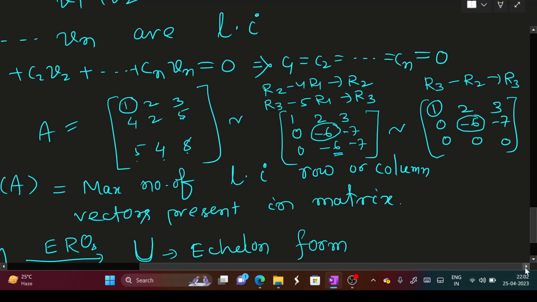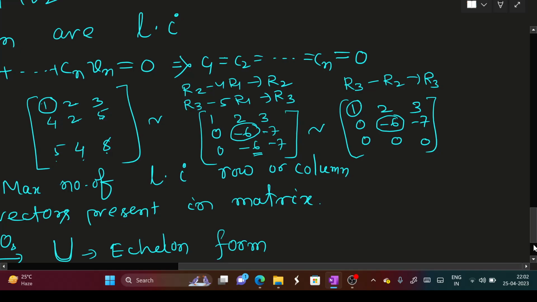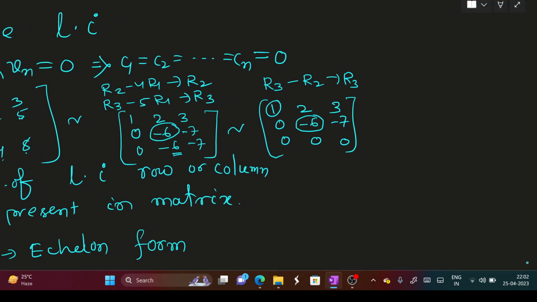So maximum 2 number of linearly independent vectors are possible for this matrix. That is, rank of the matrix is the number of pivots in the echelon form. So here what is the rank? How many pivots we got? Rank of A is equal to 2. What is rank of A? How to calculate rank of A?